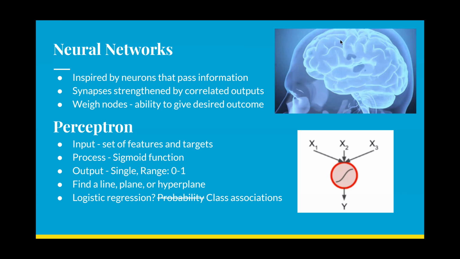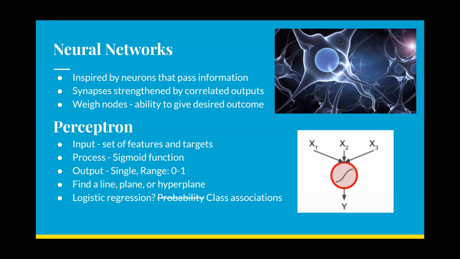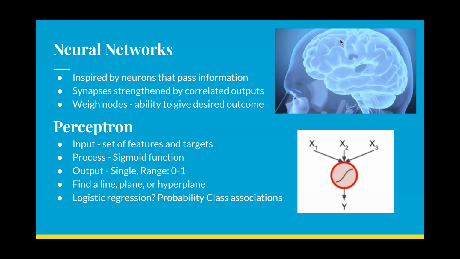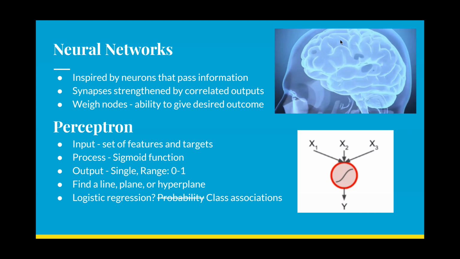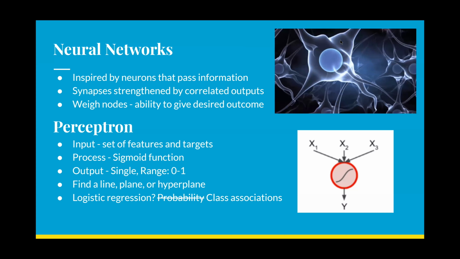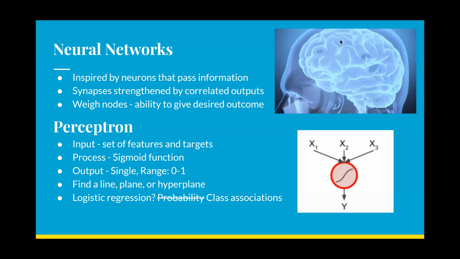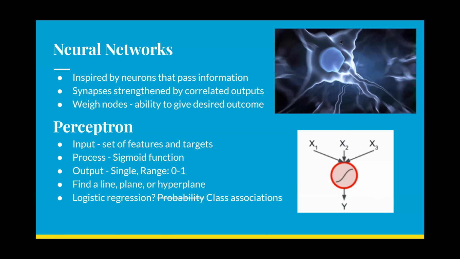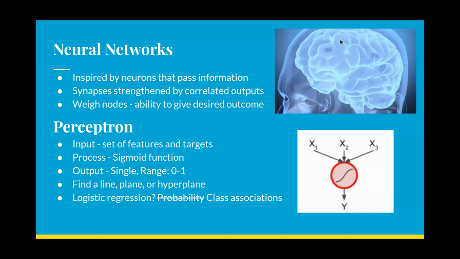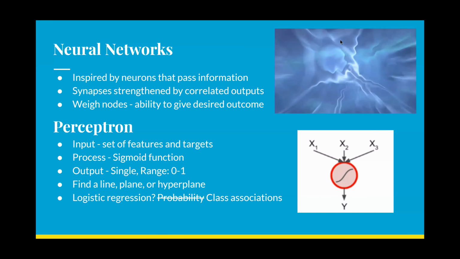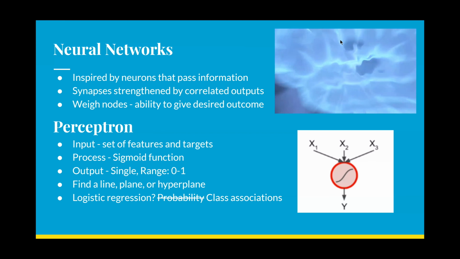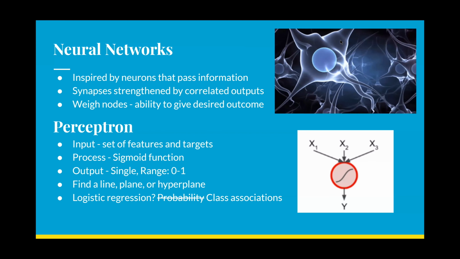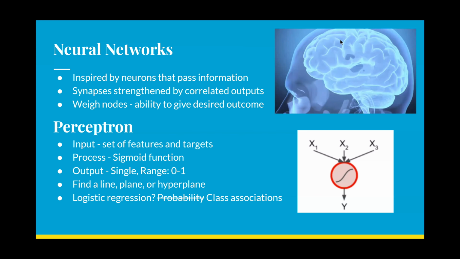And perceptron is the simplest machine learning algorithm followed in a neural network. So if we consider the diagram you can see on the right bottom side, it represents a perceptron that is taking in 3 features, performing some process on it, say for example a sigmoid function, and then giving an output within a range of 0 to 1.